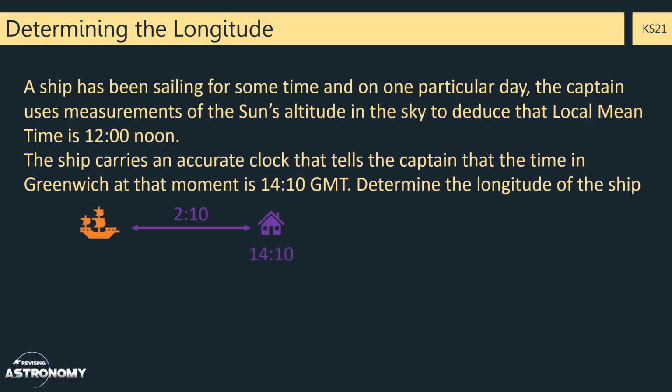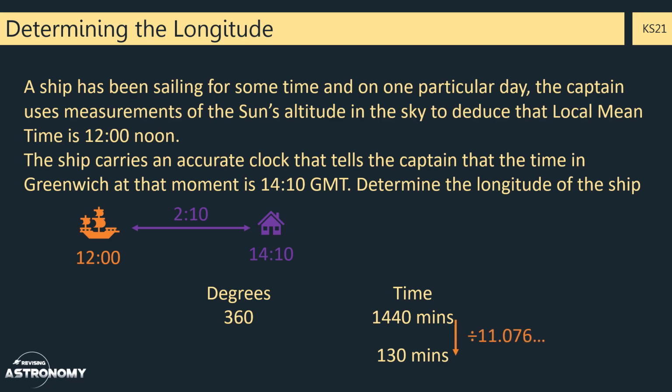And then we want to convert this into degrees. So again, we're going to use the same conversions that we were using previously. So I've converted 2 hours 10 into minutes. So 60 times 2 is 120, plus the 10 minutes gives us 130 minutes. And then to get from 1,440 to 130 minutes, we divide by just over 11. And we need to do the same to the other side. And doing that gives us a difference of 32.5 degrees.